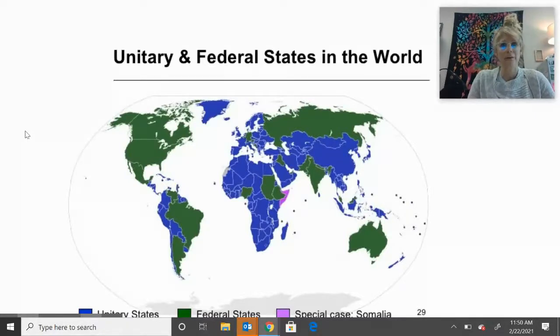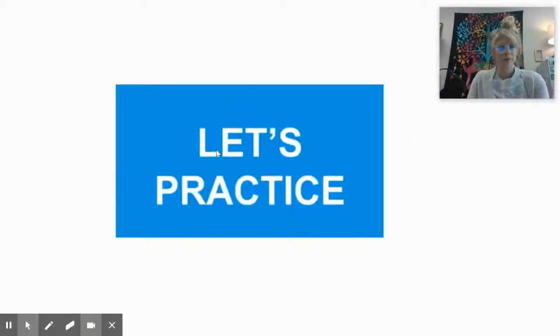Lots of countries in Africa are going to be unitary as opposed to federal. You see the United States, obviously, Canada. And then you see a few countries in Europe, but not as much as you would think. And then, of course, Australia. Okay, so that is going to conclude 4.7. We're going to move on to 4.8.